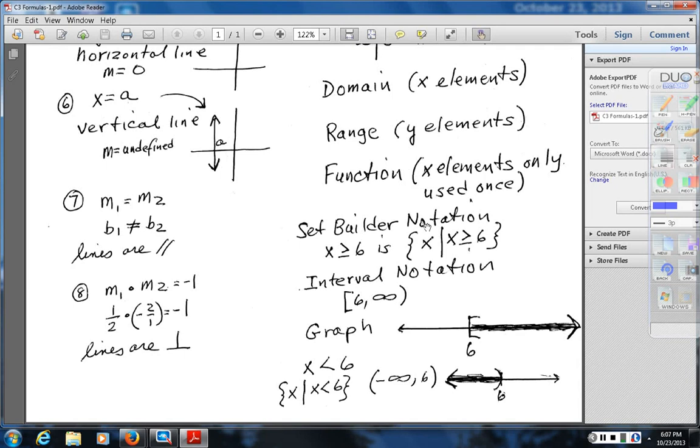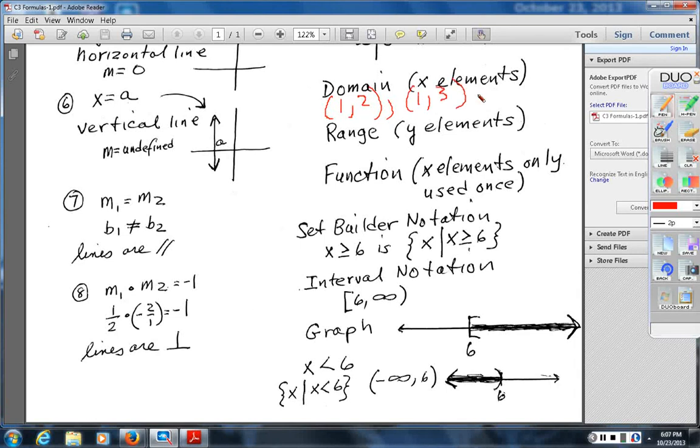And let me just write for you an example of one that wouldn't be. So if you had something like this, 1, 2, 1, 3, and then 2, 4. You see the 1's are used more than once? So this would not be a function. But if I changed this to a 4 now, I'd have a 1, a 4, and a 2. The x's are not repeated. The x elements are only used once in each ordered pair. Then that is a function.